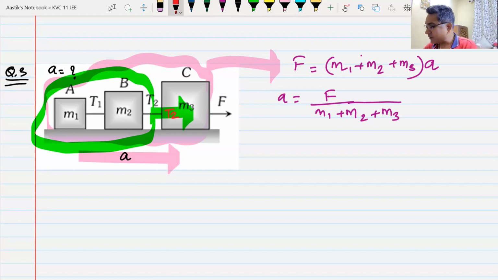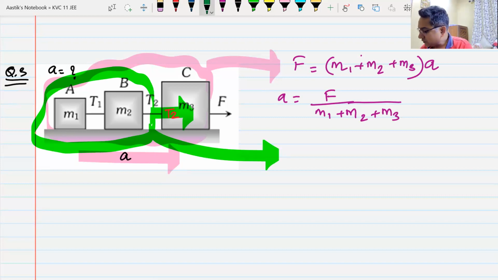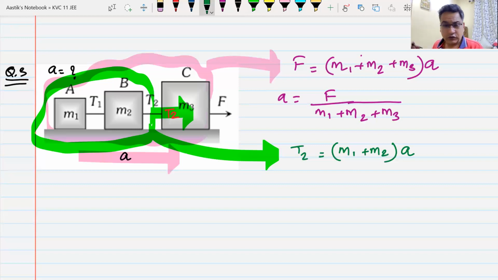There is no force in the backward direction. Once you realize this fact, you can write the green equation here. T2 will be equal to (M1 plus M2) multiplied by A. You already know the value of A, so you can find out the value of T1 and T2.